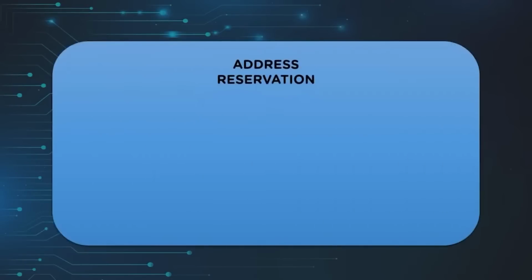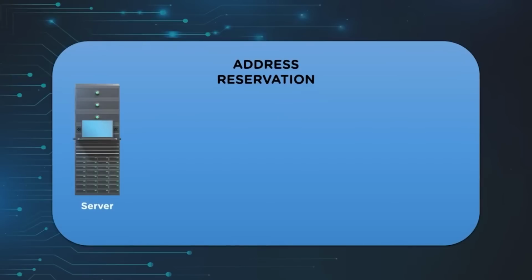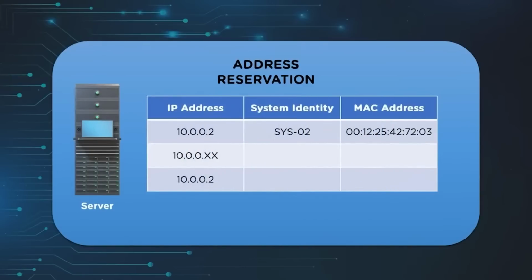And lastly, we have address reservation. In this DHCP setting, the client device requests the server to assign the same IP address to the device each time the address allocation takes place. This is done by identifying the MAC address of the client device.